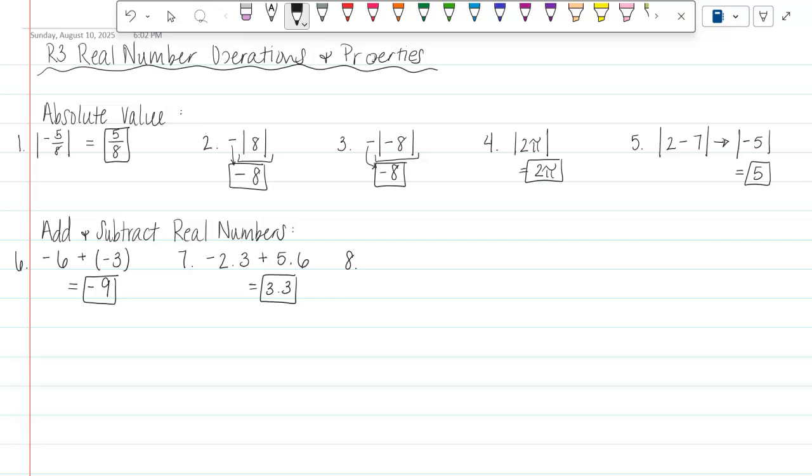Number 8, we have negative 12 minus 4. So again, we have a negative 12, and then we're taking away 4 from that. So it's a negative number, and we're making it more negative, so it's just going to be an even smaller number. So we've got negative 16 is our final answer.